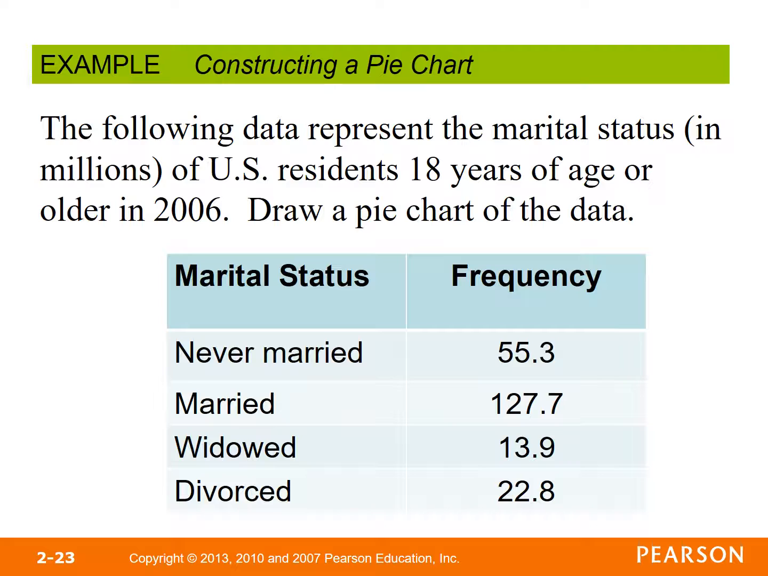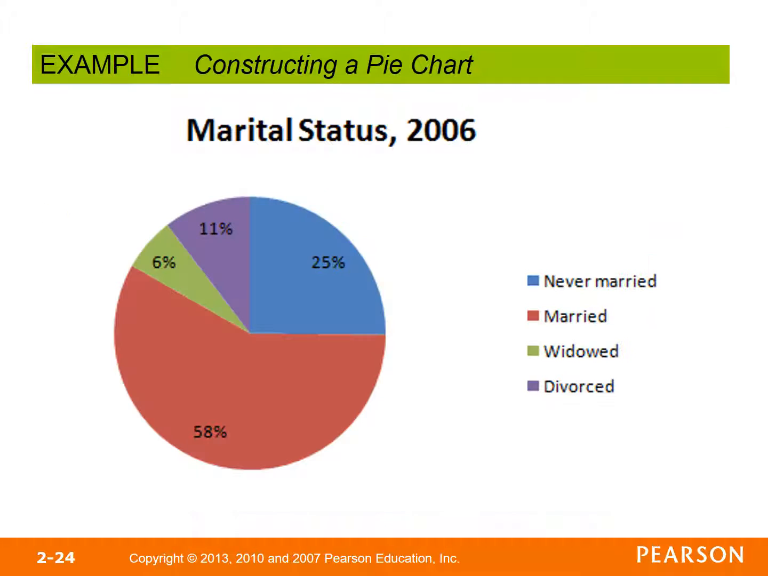So we'll look at this for our marital status. And this is what our pie chart looks like. Again, I want to remind you that it must add up to 100%. If it does not, you need to have an additional wedge that says other.